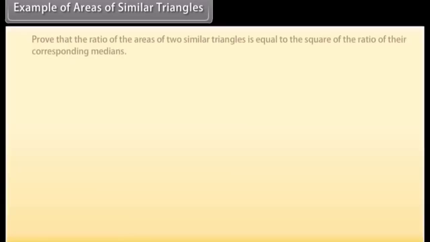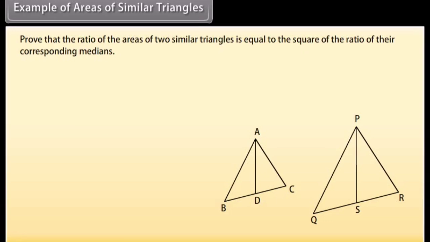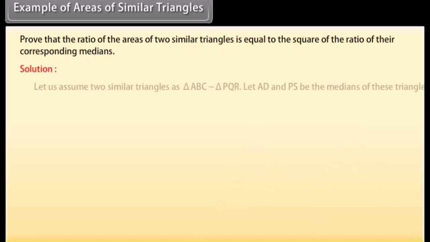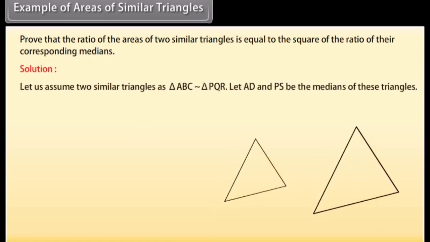Example. Prove that the ratio of the areas of two similar triangles is equal to the square of the ratio of their corresponding medians. Solution. Let us assume two similar triangles, triangle ABC similar to triangle PQR. Let AD and PS be the medians of these triangles.